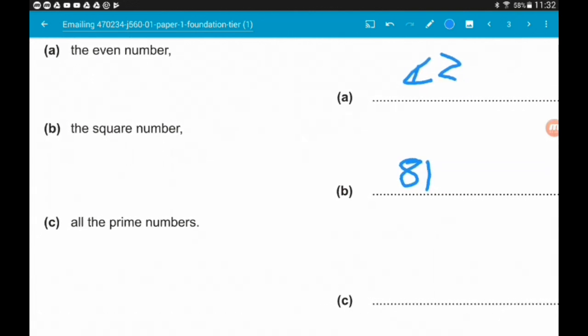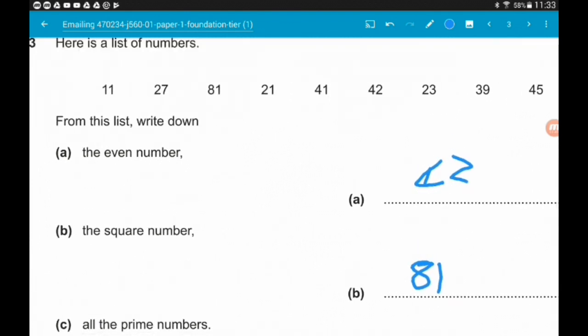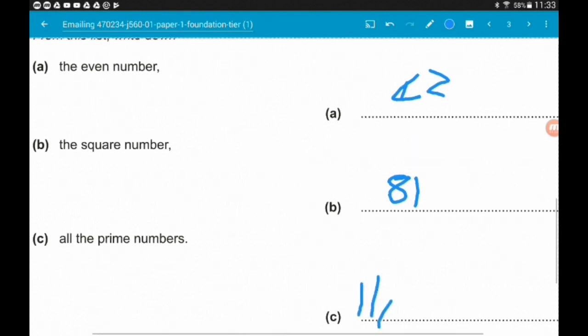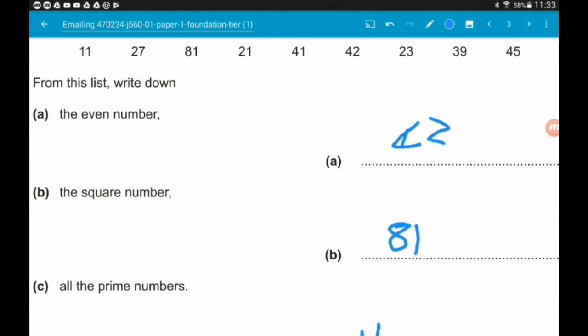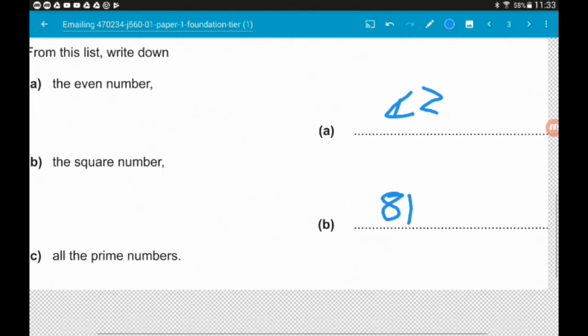Part C wants the prime numbers, all the prime numbers, so there's going to be more than one. Okay, 11 is prime. Remember, what we're looking for is a number that nothing goes into except 1 and itself. 27 isn't prime, 3 and 9 go into that. 81 is square, so that's not prime. 21 is 3 times 7. 41 though is prime.